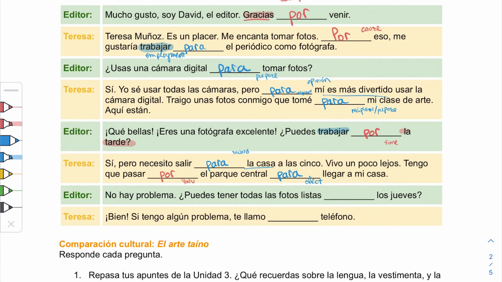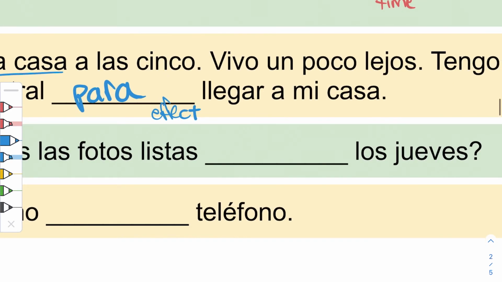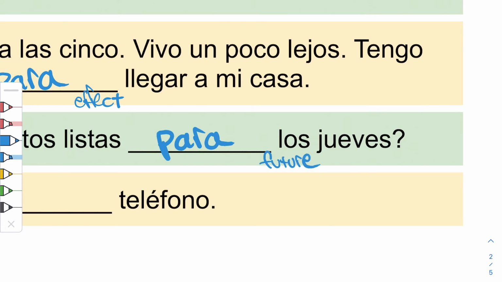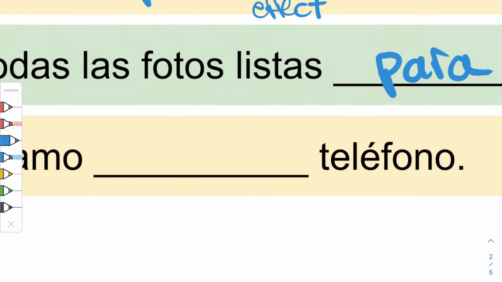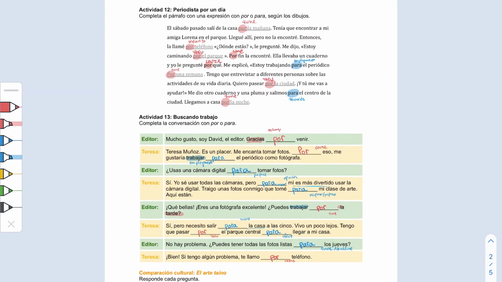No hay problema, puedes tener todas las fotos listas para los jueves. Can you have them ready by Thursdays? So that is your future deadline kind of thing. Deadlines are always para. Si tengo alguna, te llamo por teléfono. This is a means of communication by which you are calling them. So there you go. There's some examples of when to use por y para.